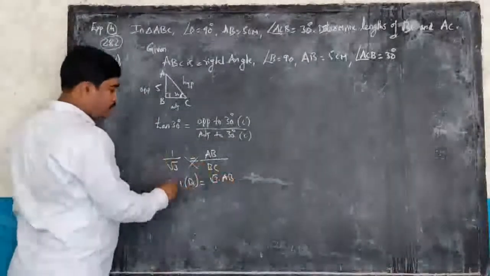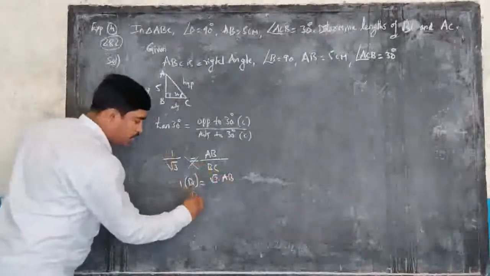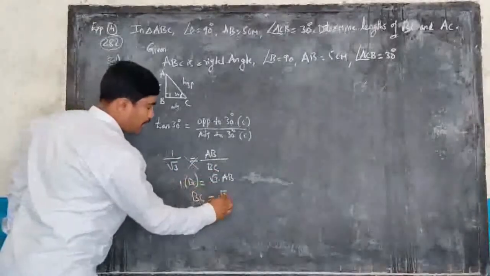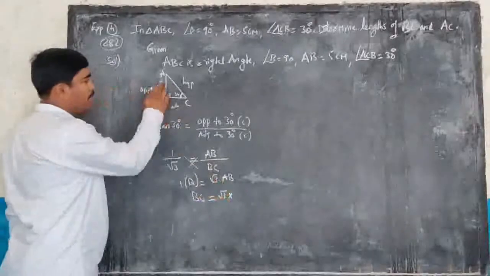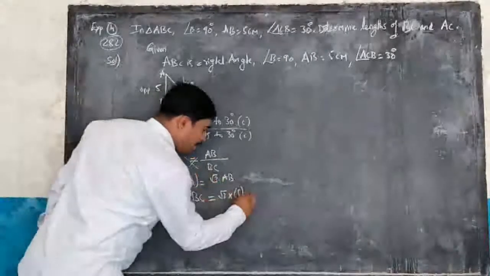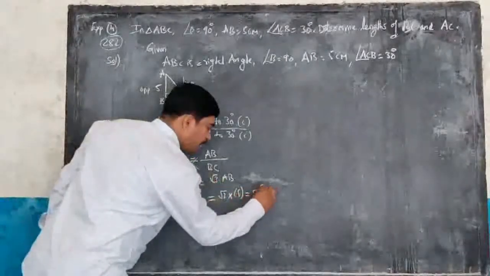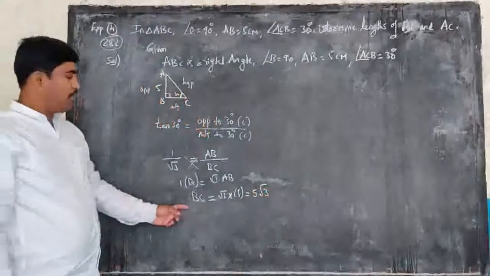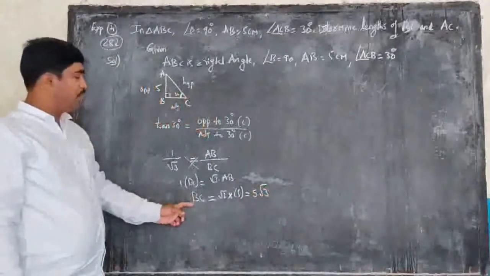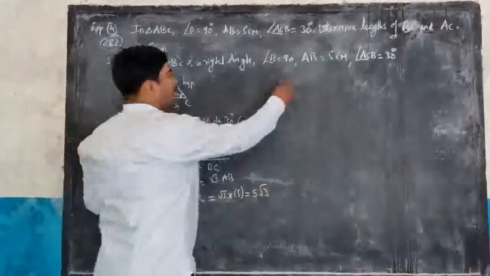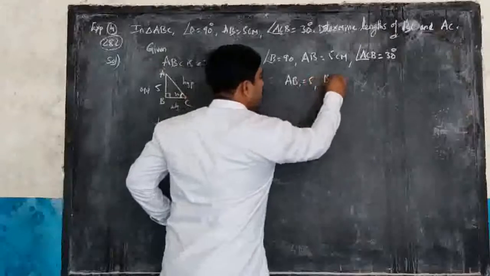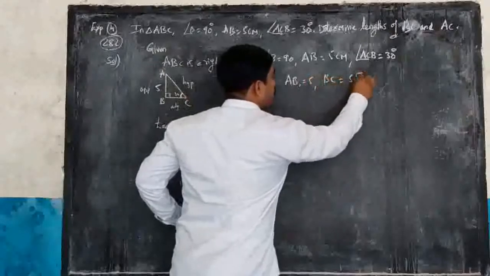Now, I want the BC value. So, 1 into BC is BC, equal to root 3 into AB. We know the AB value is 5. Now it becomes 5 into root 3. Now I got the BC value. Now what are the values I have? AB equal to 5 and BC equal to 5 into root 3.